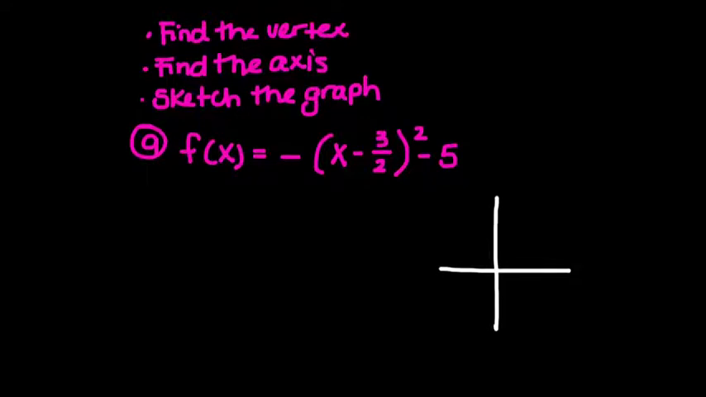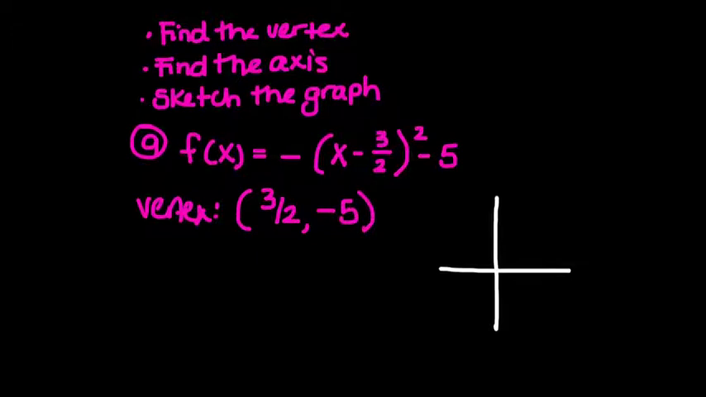This function is also written in vertex form already. The vertex can be found by taking the opposite of what's with the x and the number that is off by itself as it's written. So the opposite of -3/2 is +3/2, and then I have a -5, which translates to a vertex of +3/2, -5, which would be in quadrant 4 someplace. And again, it doesn't have to be perfect.